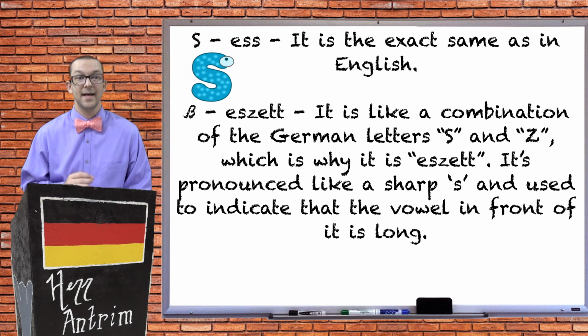Ess-tset. It's like a combination of the letters S and Z, which is why it's called an ess-tset. It's pronounced like the sharp S, which is that S sound, and is used to indicate that the vowel in front of it is a long vowel sound.